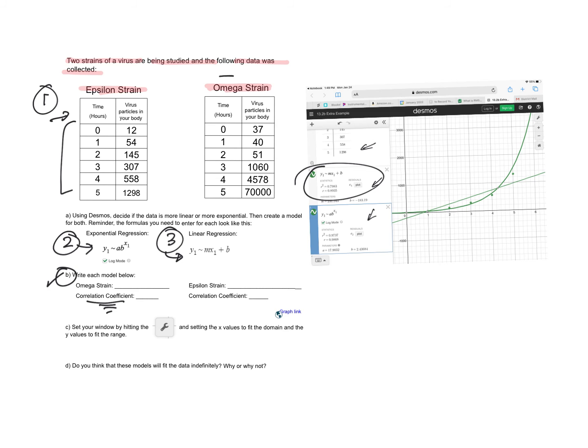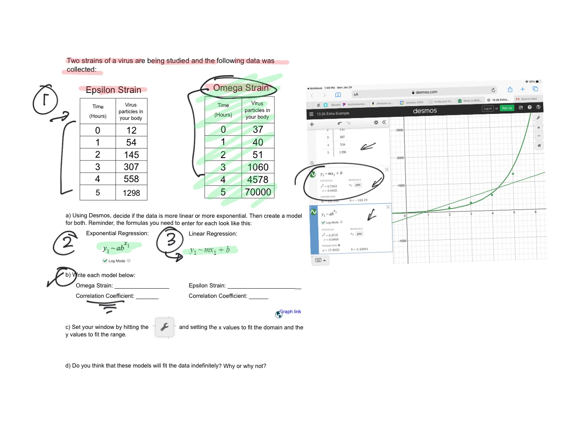Then you're going to do the same thing with the omega strain. You're going to put the table in, and then you're going to type in both of these regression equations again in Desmos. You're going to type both of them in again, and then you're going to say which one fits this table better.